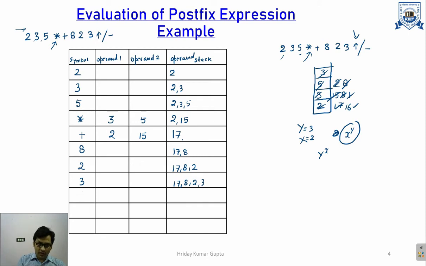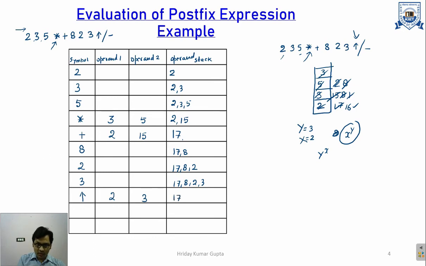This power is an operator, so I will pop two elements from the stack and keep them in this table. This is column 1 and column 2. Now listen carefully: 2 power 3, not 3 power 2. Very important line: 2 power 3, not 3 power 2. So that's why I am taking operand 1 and operand 2. For the sake of simplicity, I will just copy this 2 and 3. Right. 2 power 3 is 8.